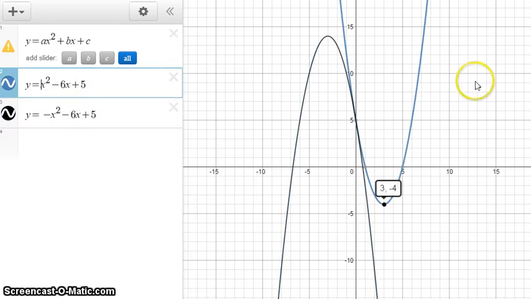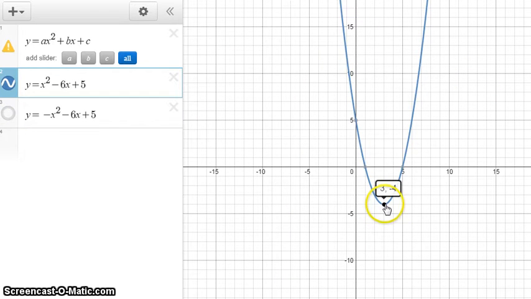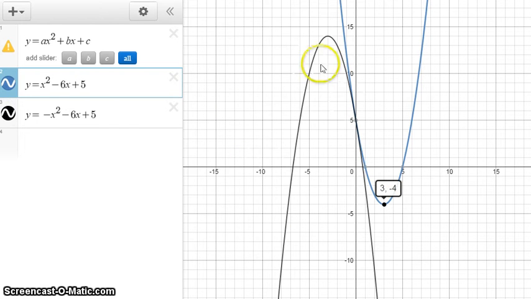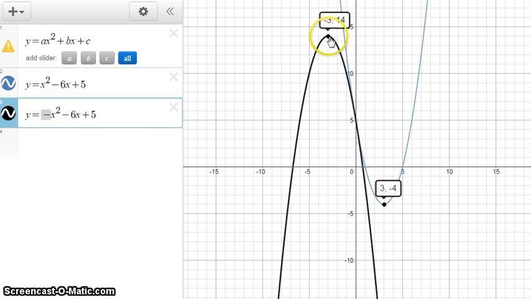Alright, so the blue line on the right, this one has a vertex, and since this parabola opens up, the vertex is a minimum point. And for the black parabola, which opens down because of the negative, it also has a vertex. However, that vertex is a maximum point. So when a graph opens down, the vertex is the maximum point. When the parabola opens up, the vertex is a minimum point. For now, I hope you guys got the idea of vertex.